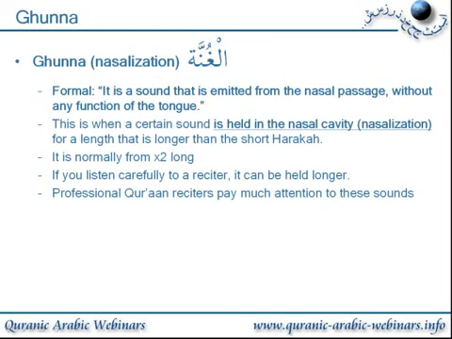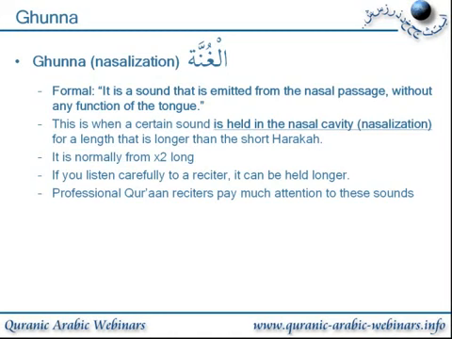Now, the formal definition of nasalization: it is a sound that is emitted from the nasal passage, i.e. the nose, without any function of the tongue, i.e. the tongue does not move. And really, simply put, this is like humming. So if you try and hum, you'll notice your tongue stays still and the sound vibrates in your nasal passage, and that's really nasalization.